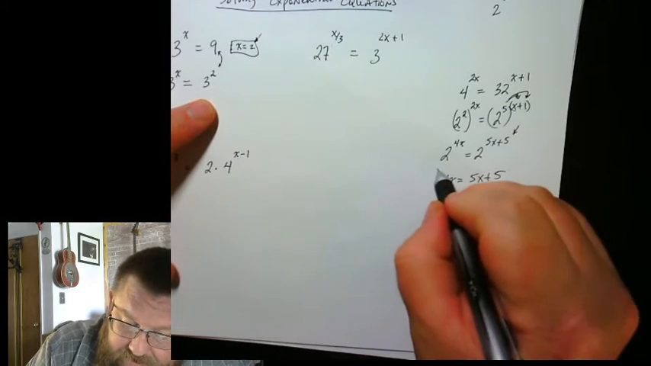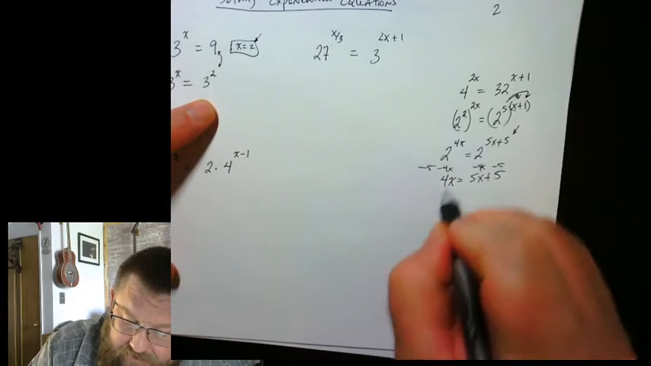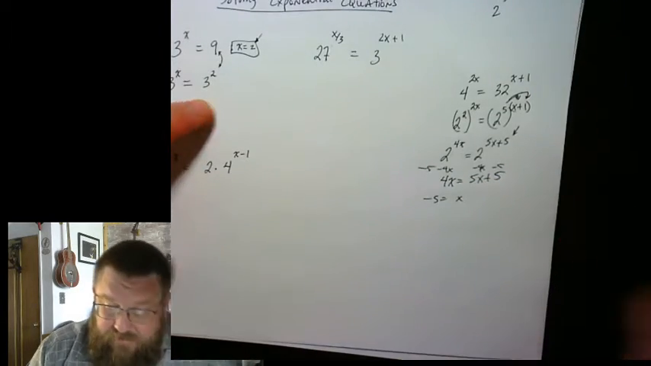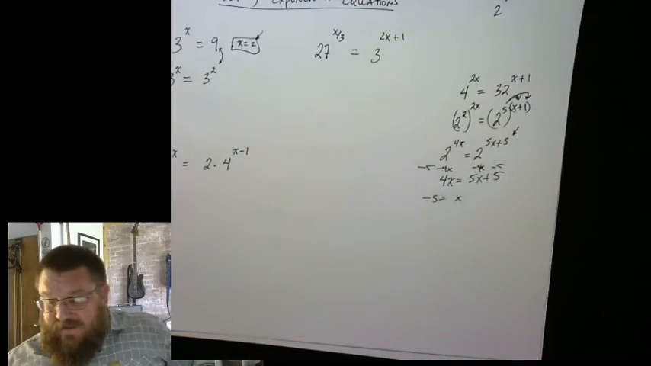I'm going to subtract 4x from both sides. And at the same time, I'm going to subtract 5 from both sides. So negative 5 equals x. There we go. Let's check that. Let's see. Negative 5.